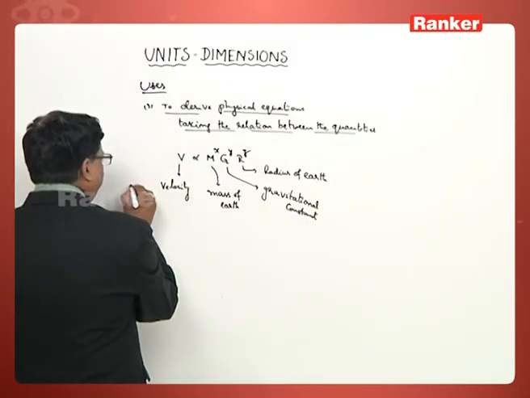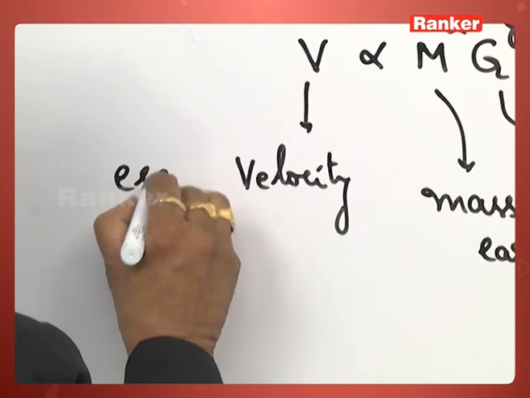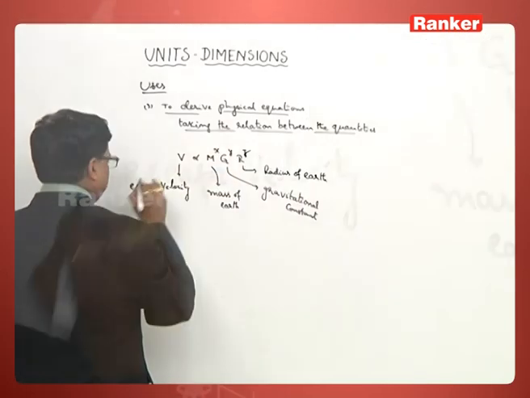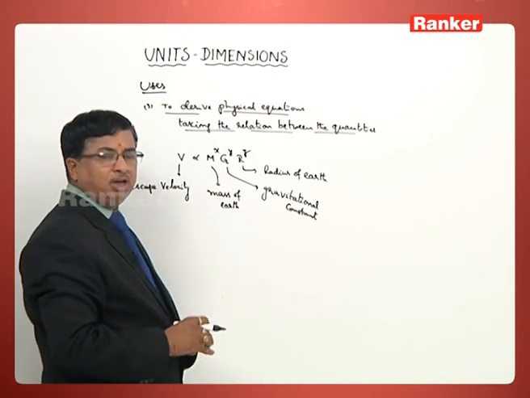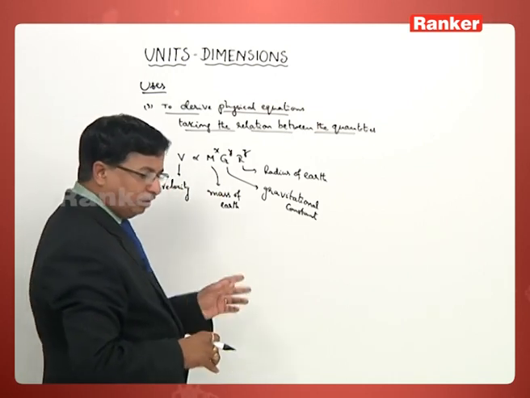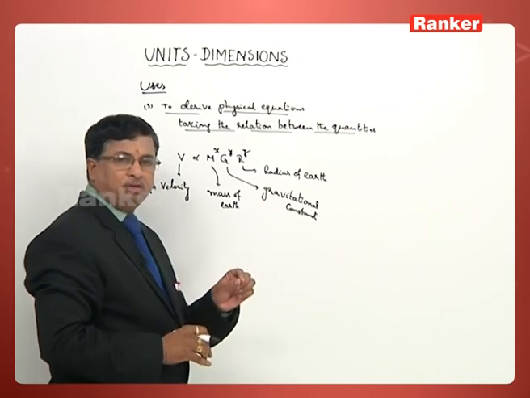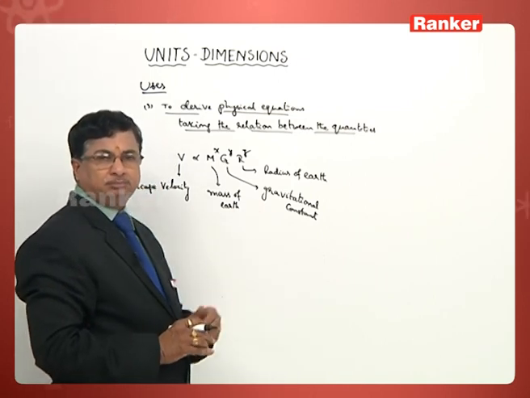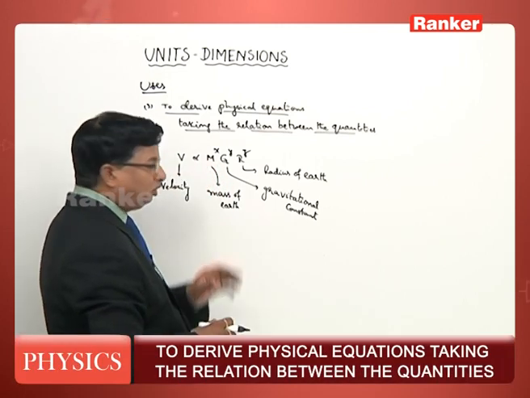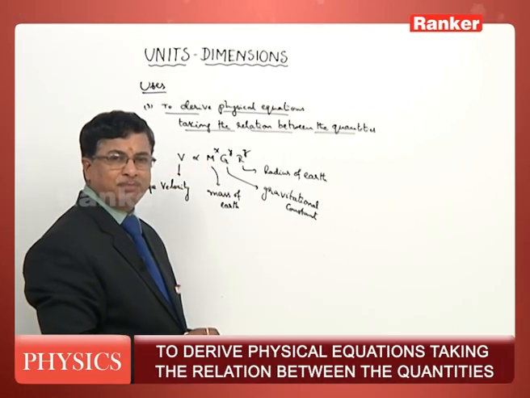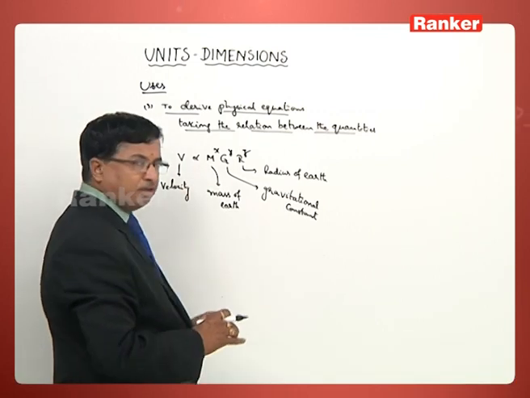And V in fact has been given this way as escape velocity. The direct formula is known to all of us: escape velocity is under root 2GM by R. But of course, let us start this way, assuming that we do not know the basic equation of it.